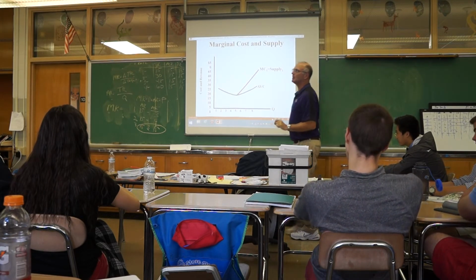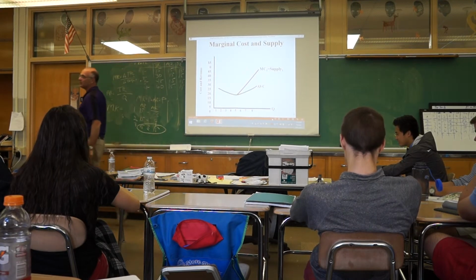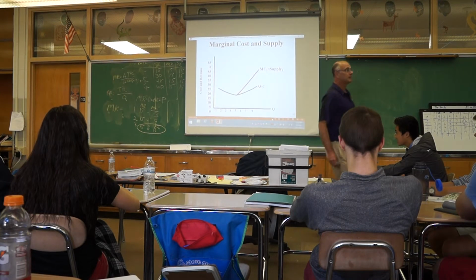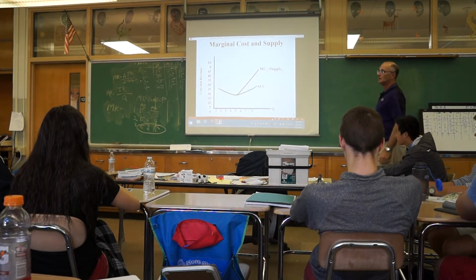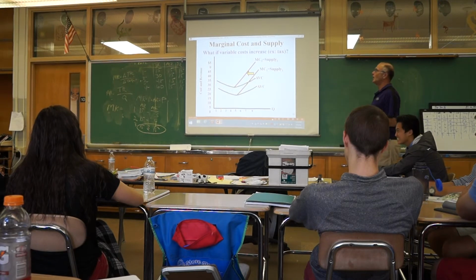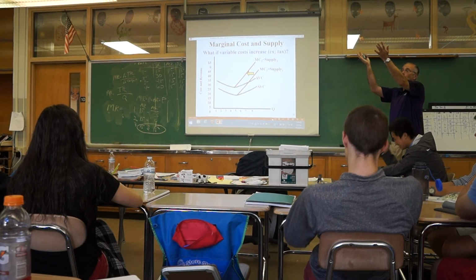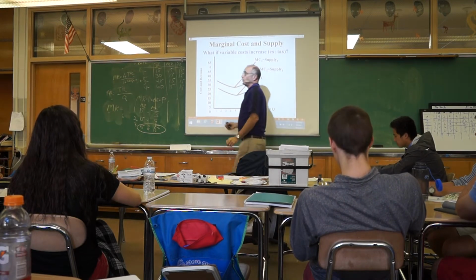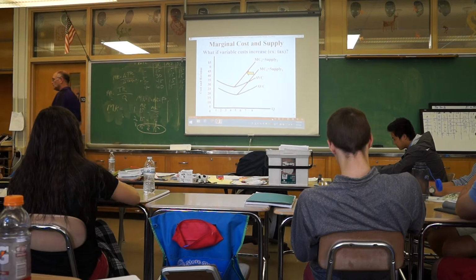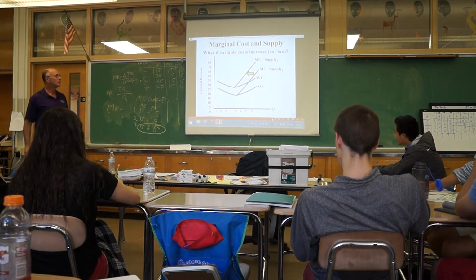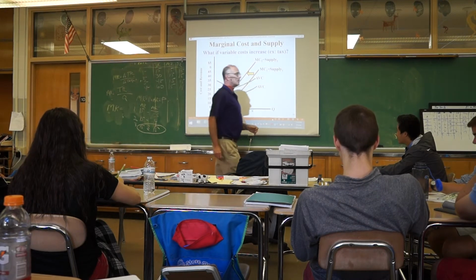If I shift the MC curve to the left, what else is going to need to be shifted? ABC, up or down? Up. Good job. Also, ATC is going to have to go up too, because the average variable cost is going to increase, and therefore the average total cost will increase.